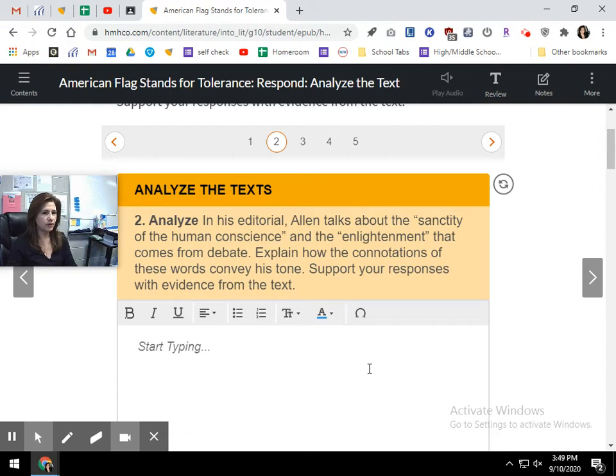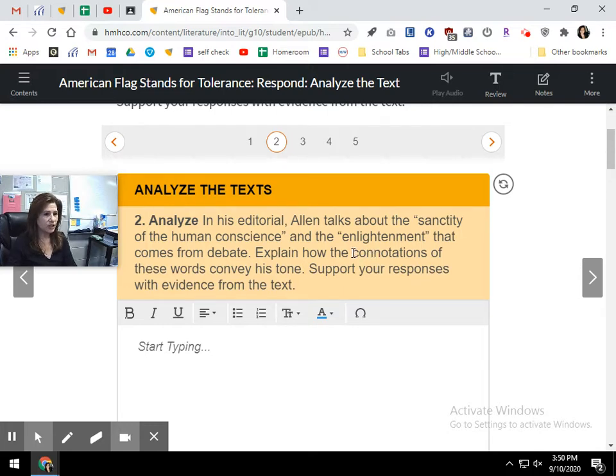Analyze. In this editorial, Alan talks about the sanctity of the human conscience and the enlightenment that comes from debate. Explain how the connotations of these words convey his tone and support your responses with evidence from the text. Well, I'm not going to do this whole question with you, but I am going to go over the details. So you need to look up the word sanctity, okay? And explain how the connotations of these words convey his tone, okay?